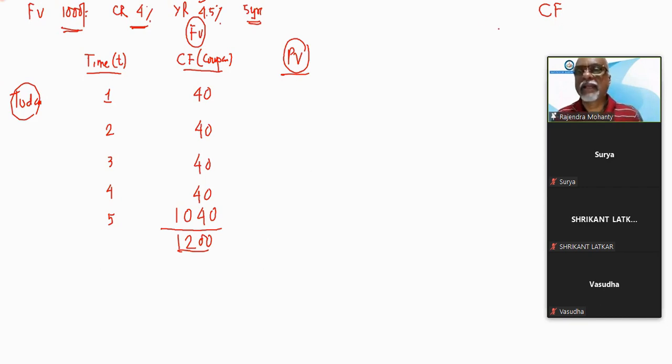So the present value is calculated as cash flow divided by (1 plus yield rate) to the power t. Yield rate or market rate, whatever it is. That is the formula you have to apply. These are the cash flows, t is the time period, and the yield rate is 4.5%. Convert 4.5 by dividing by 100, so 0.045.